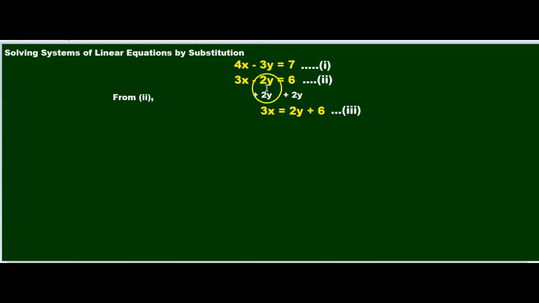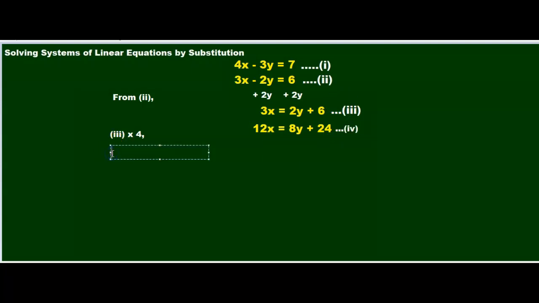I don't want to deal with fractions if I can. So what I'm going to do is find a common factor. And in this case, I'm going to multiply my equation 3 by 4. And that gives me 3 times 4 gives me 12x, and 2y times 4 gives me 8y, 6 times 4 gives me 24. Why did I do that? I'll show you in a little bit. I'm going to label this equation 4.